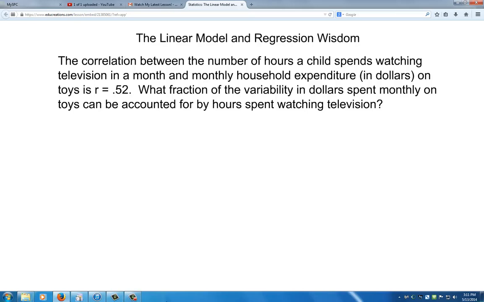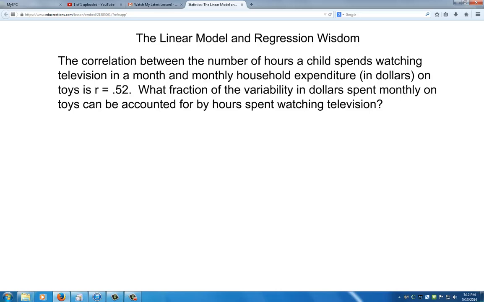In this video, we'll look at a few examples of how the linear model can be used to solve application problems in statistics. Here's our first example. Suppose that the correlation between the number of hours a child spends watching television in a month and monthly household expenditure in dollars on toys is R equals 0.52. What fraction of the variability in dollars spent monthly on toys can be accounted for by hours spent watching television?